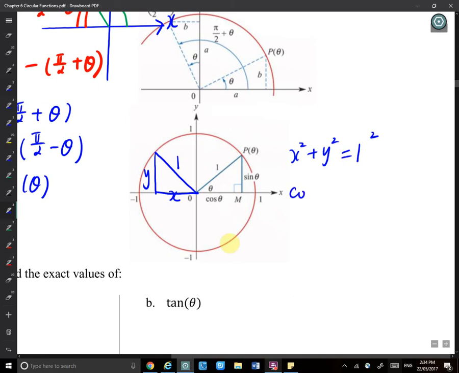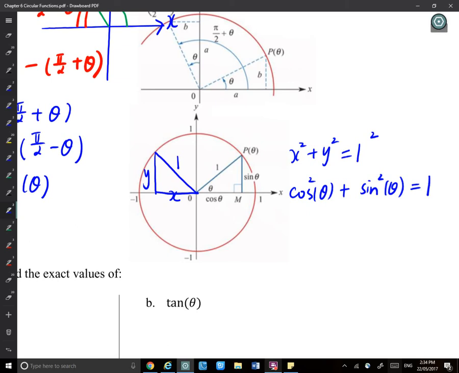X represents the cosine theta value, so cosine squared theta plus sine squared theta will always give you 1. Sine squared plus cos squared will always be 1.